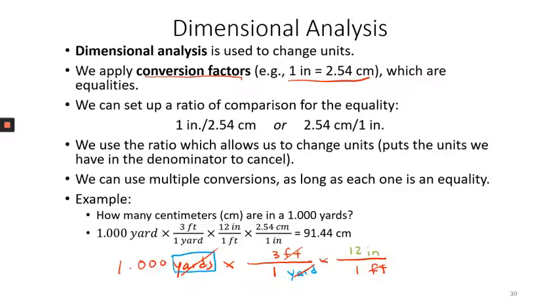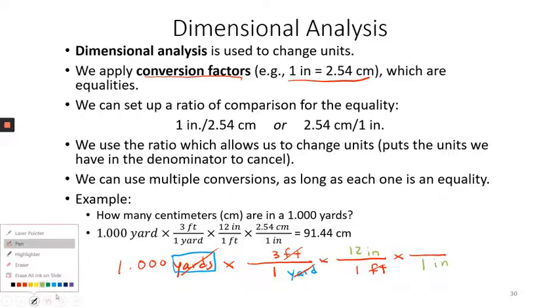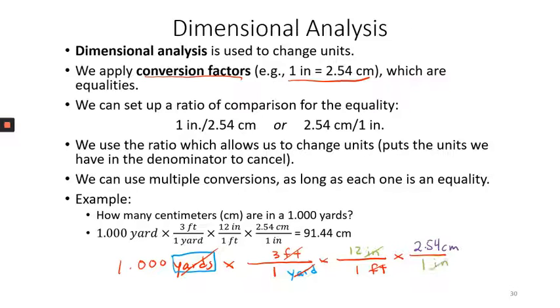So I would have inches, but I don't want inches. So I would like to get rid of inches. In 1 inch, I have 2.54 centimeters. So now what happens to my inches? They cancel out. And then I can have my final answer, which is 91.44 centimeters. So notice how, as I was doing this, I started with a unit.